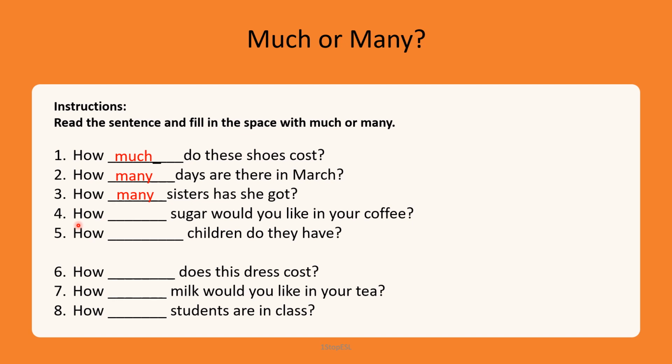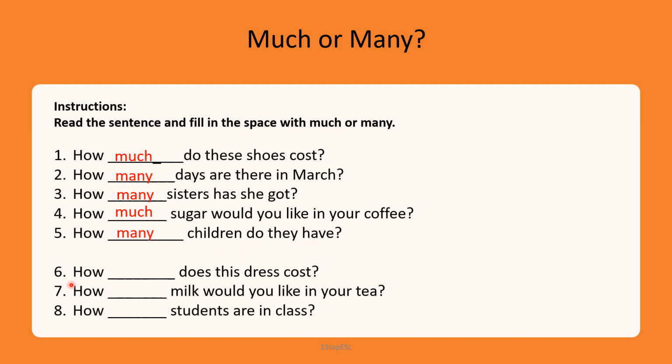Number 4, how blank sugar would you like in your coffee? The key word there is sugar. So that's uncountable and you need to use much. How much sugar would you like in your coffee? Number 5, how blank children do they have? Again, countable. So well done, many. How many children do they have?